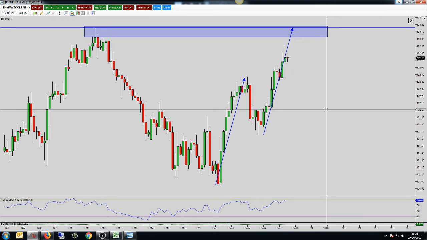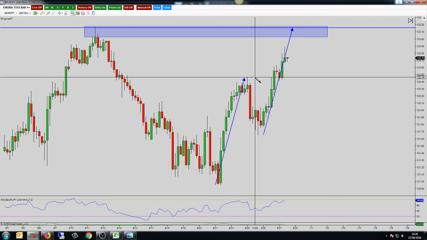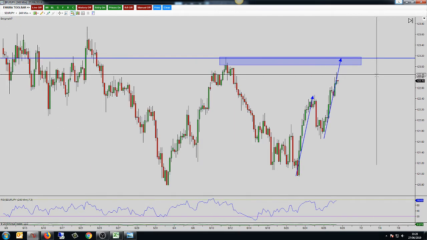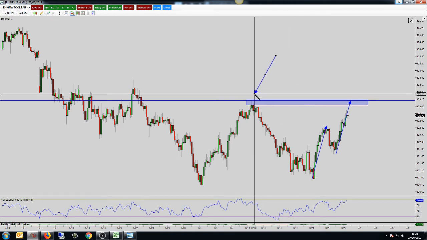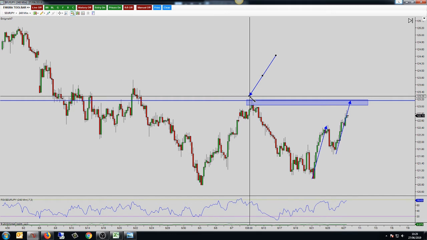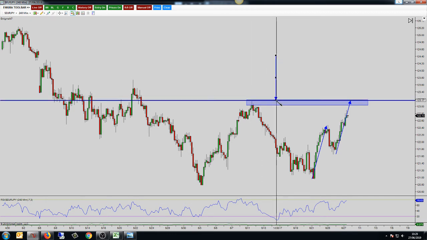A simple pattern formation, an AB equals CD pattern by itself, is very weak, and if you trade all of the AB equals CD patterns with no confluence, well, the chances are you're probably not going to make any pips. However, if we add confluence, the first thing I like to do is structure. Structure is by far what I use in my trading. It is the be all, but then I use additional things like fibs, psychological numbers, and the RSI to add confluence.